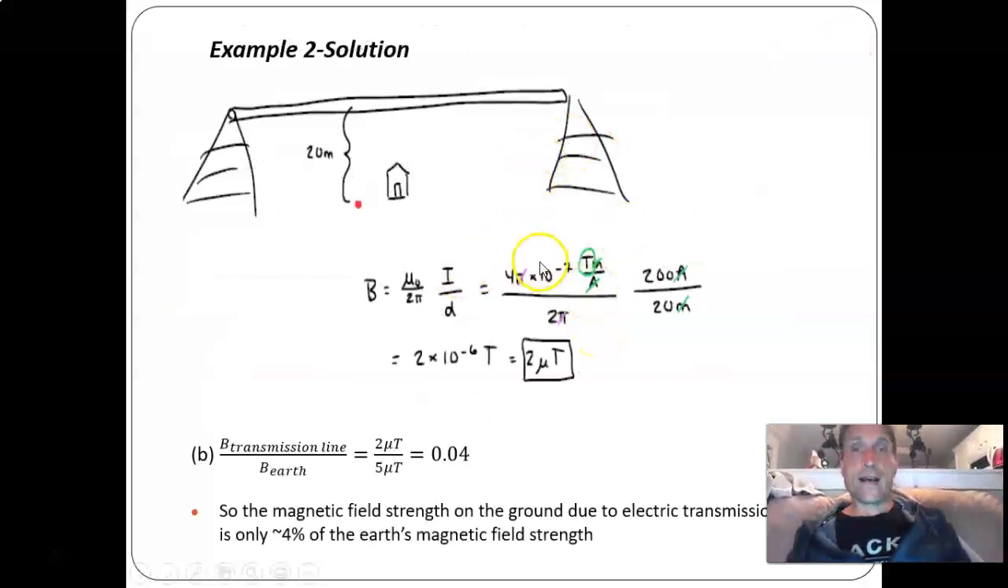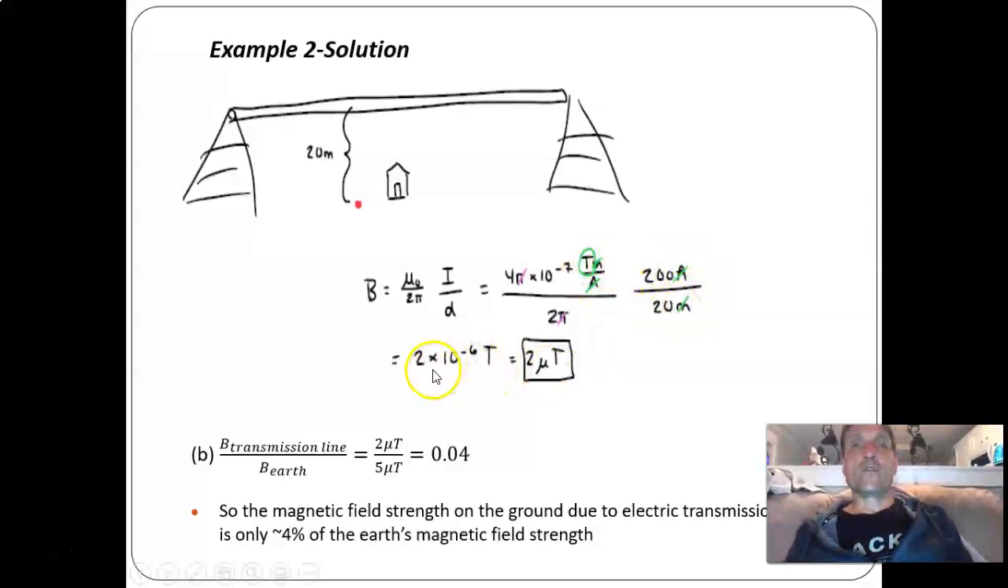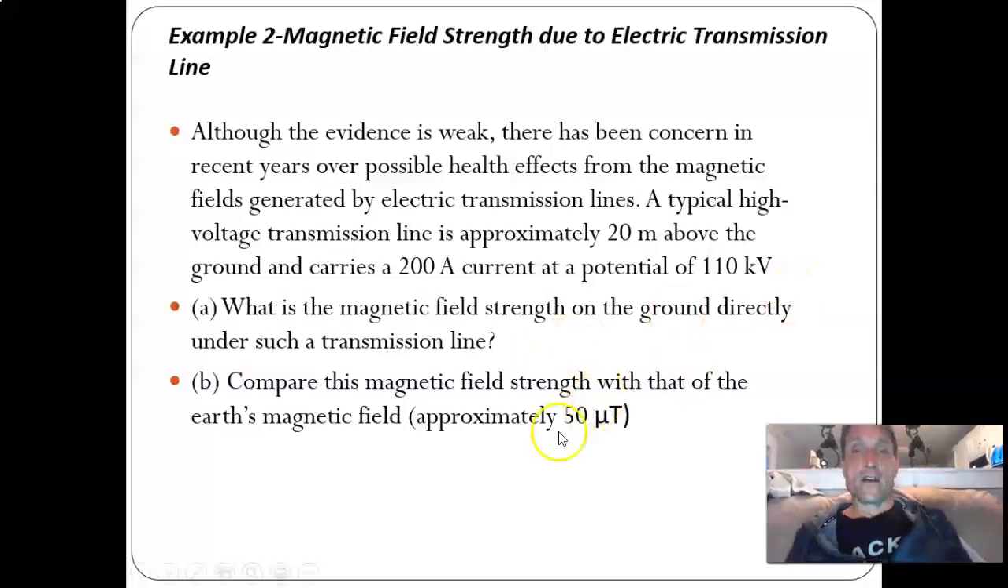So we plug in I is 200 amps, R is 20 meters. We multiply by mu naught, which is 4 pi times 10 to the negative 7 Teslas times meters per amp. Amps cancel amps. Meters cancel meters. And we get 2 times 10 to the negative 6 Teslas, or 2 microteslas. Okay. Now let's compare that with the field strength at the ground due to the Earth's magnetic field. And the Earth's magnetic field strength at the ground is typically about 50 microteslas.